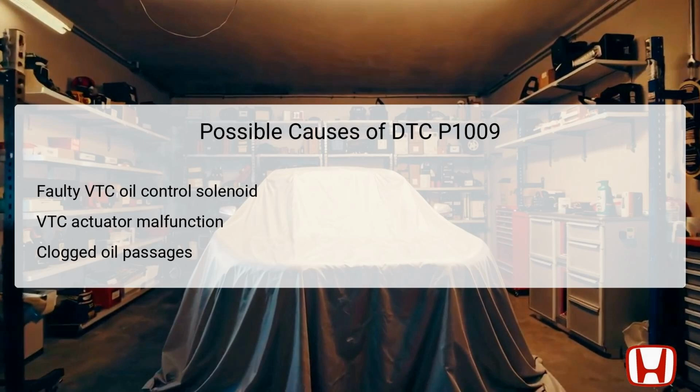It's vital to thoroughly investigate these components, since proper communication and functionality are crucial for the VTC system. If any one of these elements fails, it can trigger the error code and lead to further engine complications. Timely identification of these causes can significantly reduce repair costs and restore vehicle functionality.